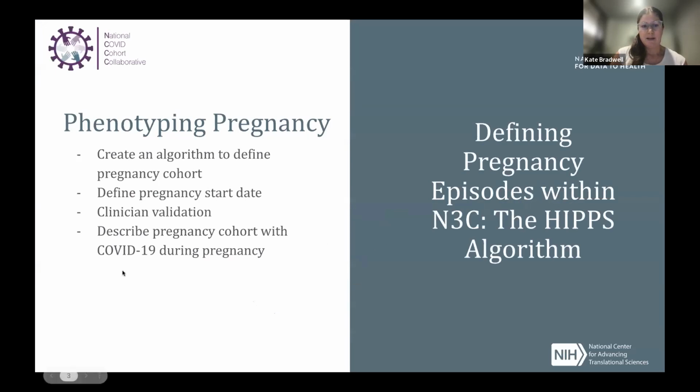So we really needed to design an algorithm to define the pregnancy cohort and precise pregnancy start dates, and then validate those pregnancy episodes that have precise pregnancy start dates using the clinicians that were part of the pregnancy domain team. And then we aim to describe that cohort of women that have the pregnancy episodes in terms of COVID-19 during pregnancy and other covariates that are of interest to COVID-19 research in pregnant women.